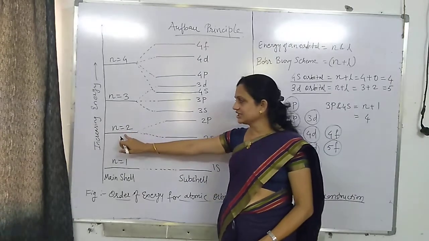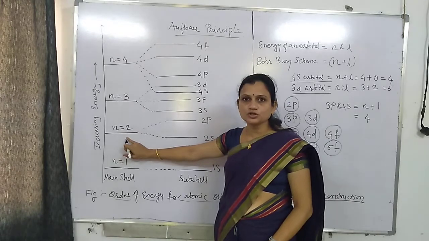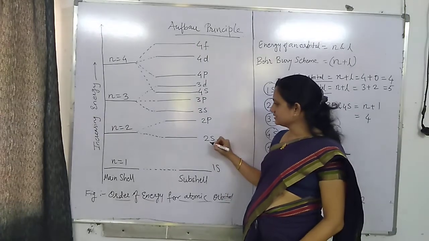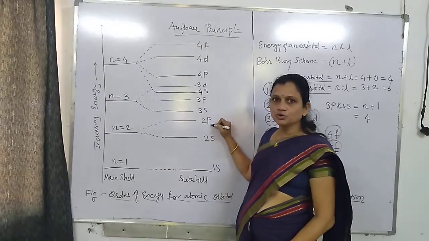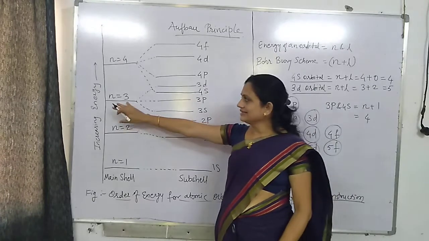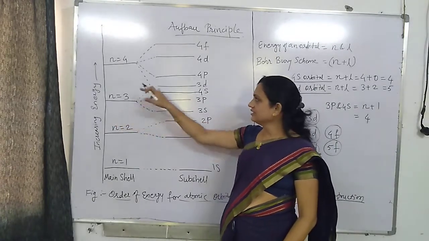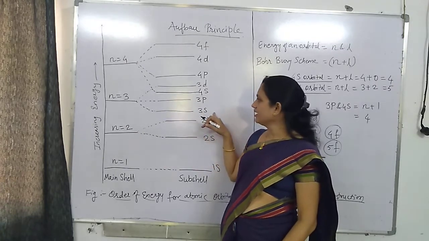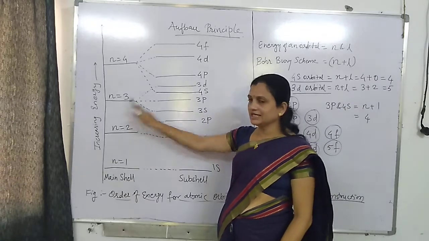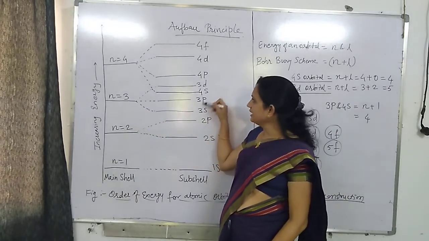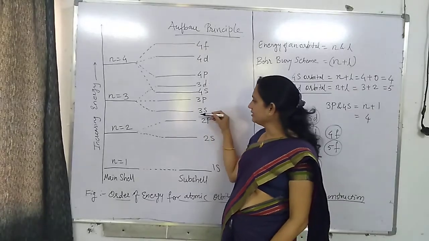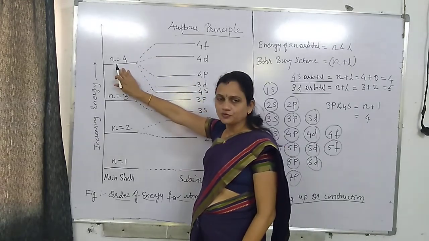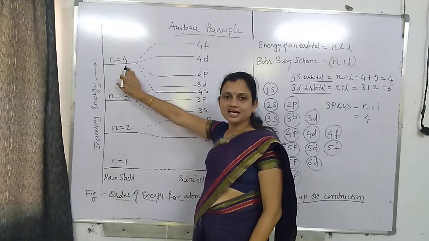Now for the next shell, n is equal to 2. Therefore, after 1s, we have written here 2s and 2p. Okay. Then n is equal to 3. Here 3 different inclinations are there. So we are writing here 3s, 3p and 3d. See here 3s, 3p and 3d. Now for n is equal to 4.